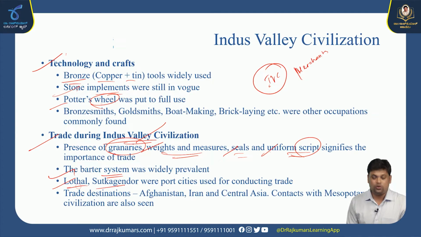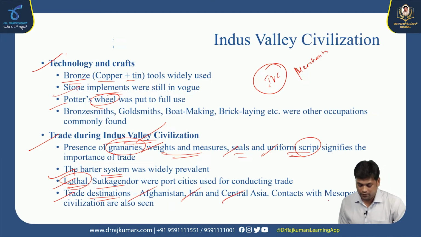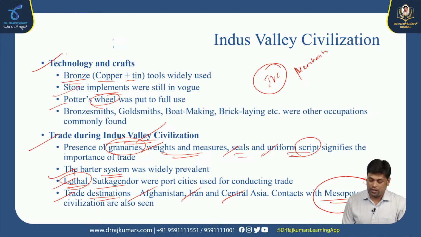Lothal and Sutkagendor were the port cities. Lothal is the place where the artificial dockyard is available, the ship repairing place. Trade destinations were Afghanistan, Iran and Central Asia. They also had contact with Mesopotamia, because Mesopotamian seals were found in the Indus Valley civilization. In reverse, Indus Valley civilization seals were found in Mesopotamia.